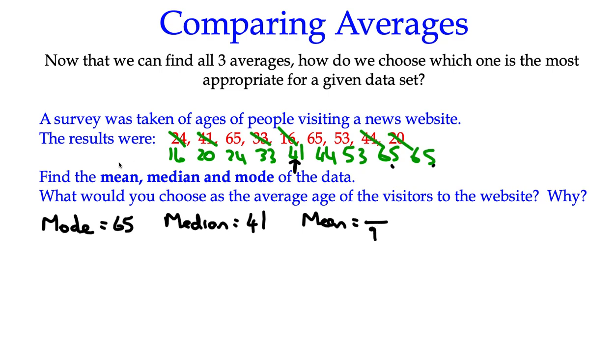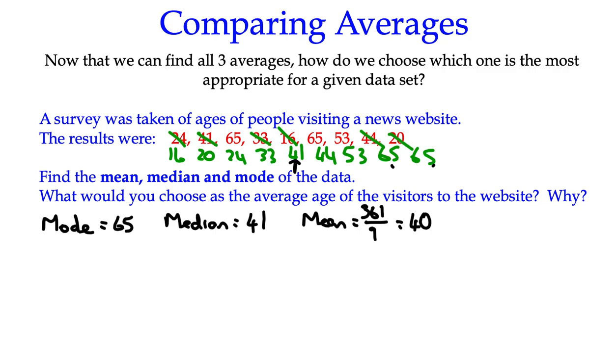Okay, just for speed, at the moment I'm going to add them all up with my calculator, because you're going to be like, come on, finish this already. 65 and 65, I get 361. Okay, 361 divided by 9 is 40.1. Just round it down to 40, to the nearest whole number. So here we go. These are the 3 averages.